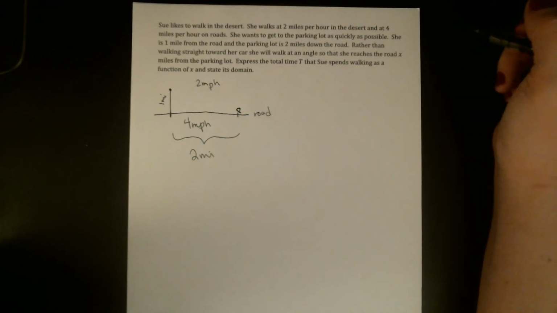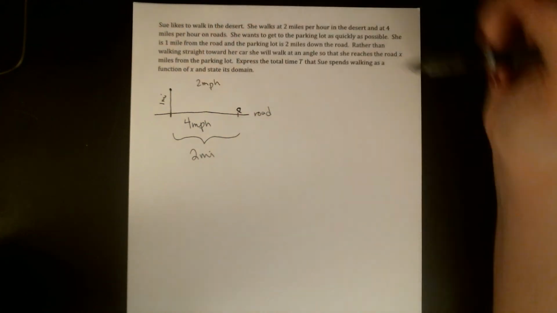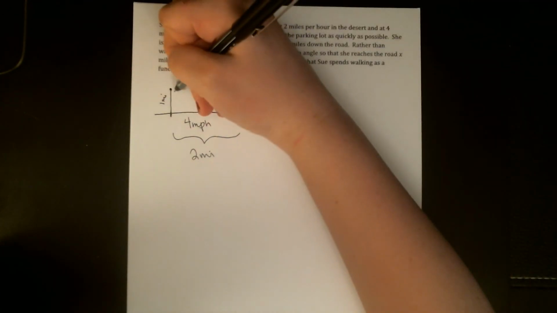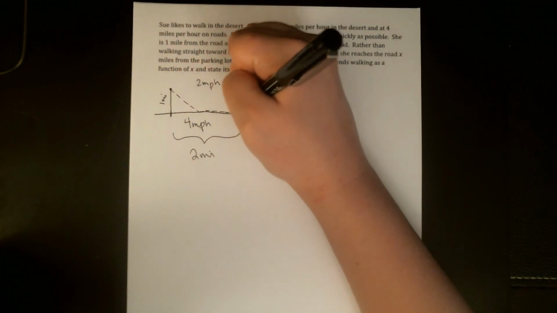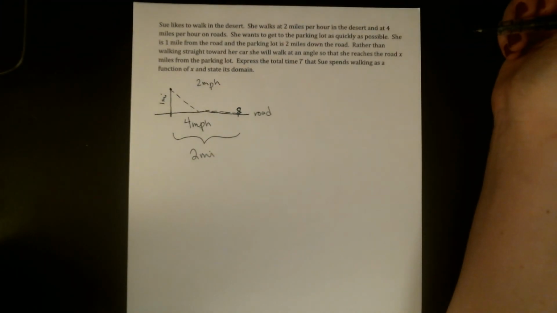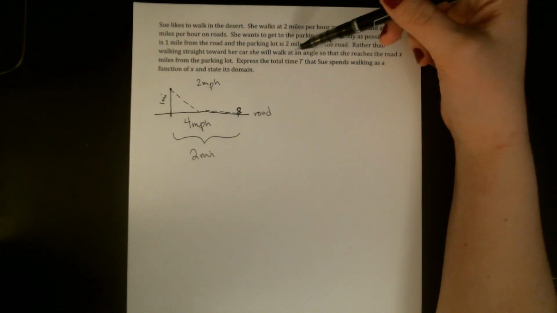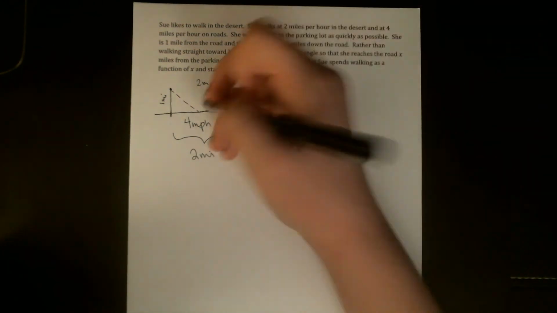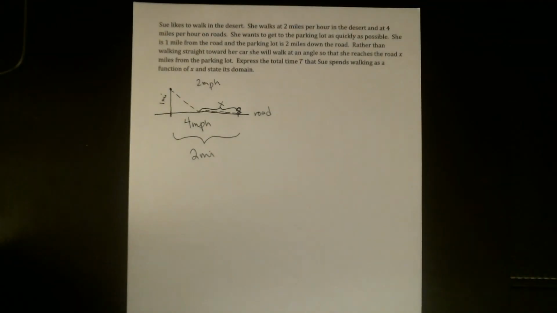So her goal is to get back to point P. Rather than just cutting straight across to point P, she's going to walk at an angle so that she runs into the road a little before point P. And then she'll continue down the road until she gets to the parking lot. We have a variable defined. She's walking at an angle so that she reaches the road X miles from the parking lot, which means this length right here should be an X. We are trying to write a function that gives the total time that it takes for her to get back to the parking lot, depending on the value of X that's chosen.